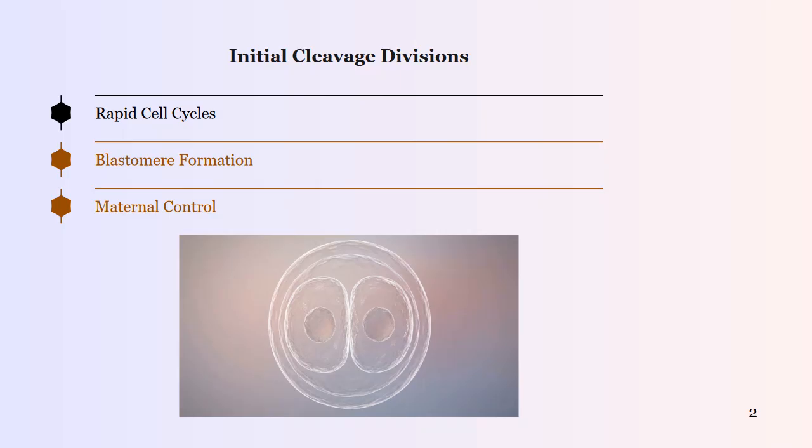2. Initial cleavage divisions. Rapid cell cycles. The zygote undergoes successive mitotic divisions called cleavage, increasing cell number without increasing total volume. Blastomere formation. The individual cells produced during these early divisions are known as blastomeres. Maternal control. Initial divisions are largely driven by mRNAs and proteins stored within the oocyte prior to fertilization.